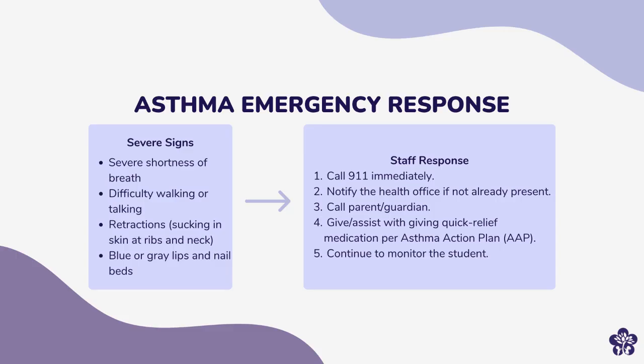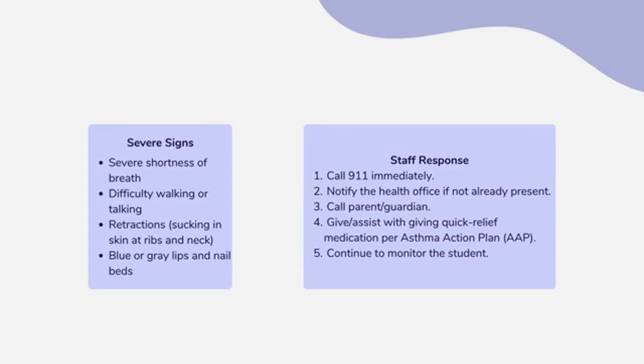Call 911 immediately. Then notify the health office if they are not already present. Call the parent or guardian to let them know that their student is having a severe asthma attack, and then give or assist with prescribed asthma quick relief medication as authorized by the AAP. Stay with the student and observe for improvement.